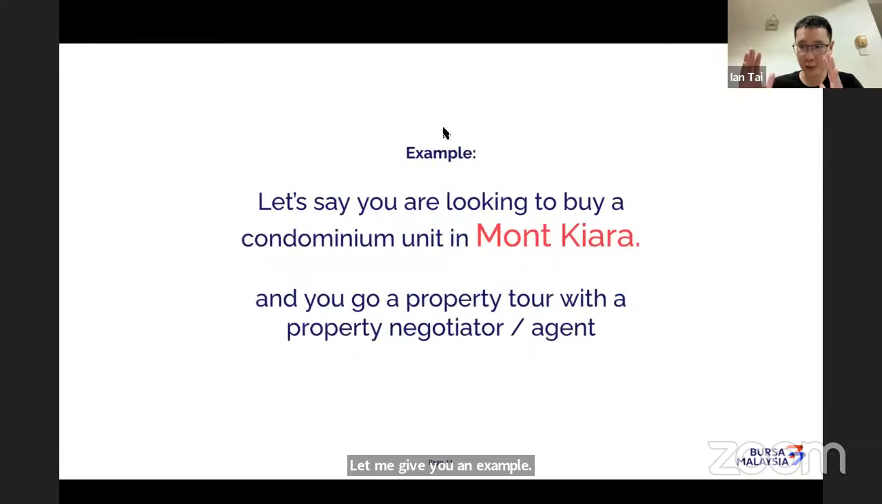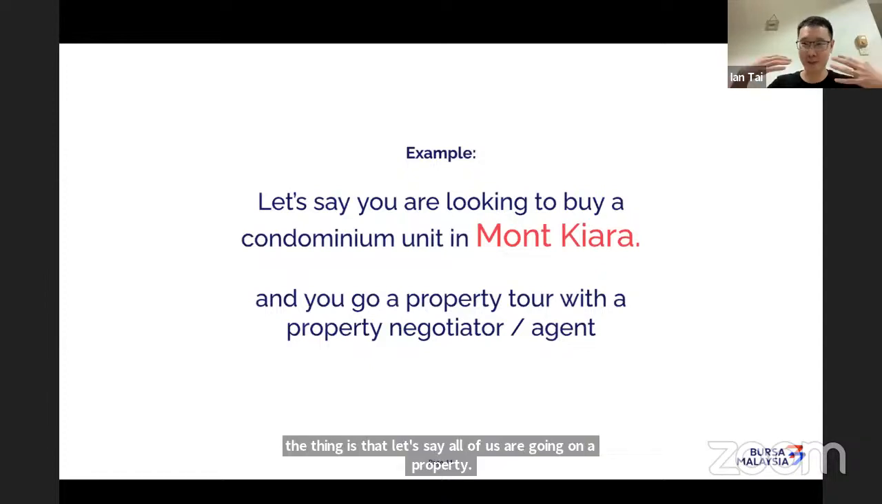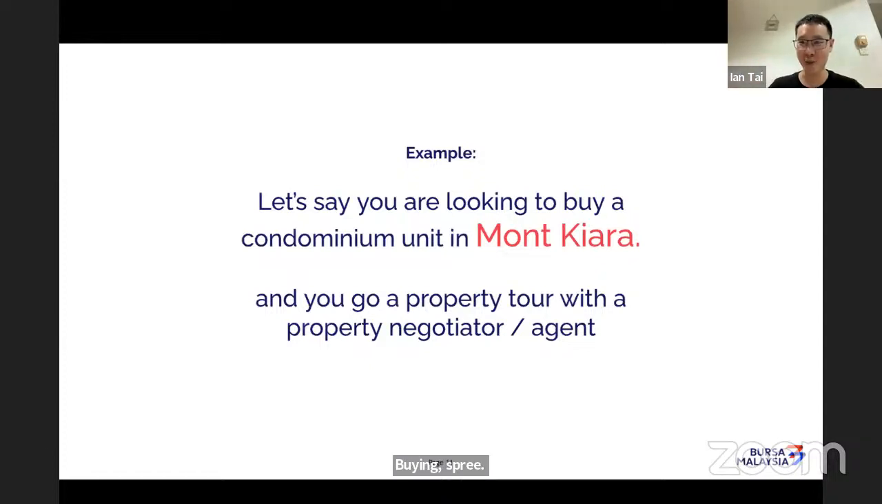Now, let's put aside stocks and let's talk about property. Let's say all of us are going on a property buying spree. All of us are property buyers, and we want to buy ourselves a property. Let's say we are looking to buy a condominium unit in Mont Kiara.